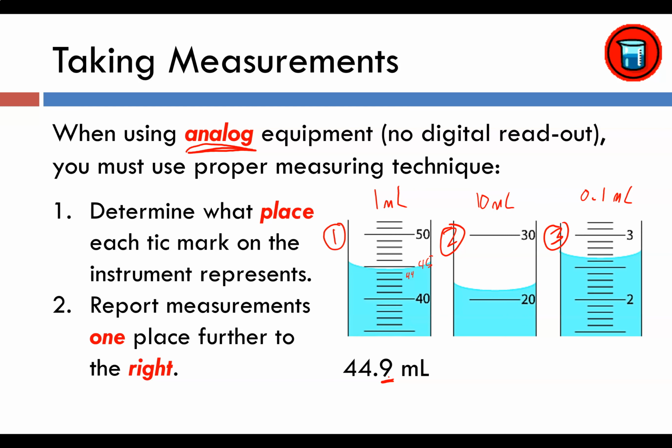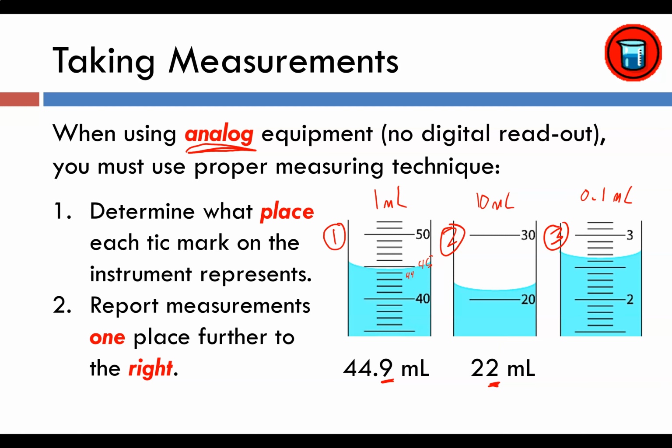All right, graduated cylinder 2, I know to the tens place, one place further to the right is the ones place. It's about 22 milliliters. In this case, the 2 was uncertain. I had to estimate it or kind of take a guess.